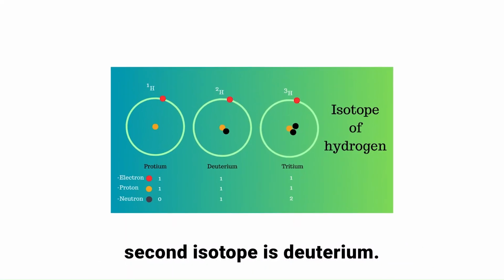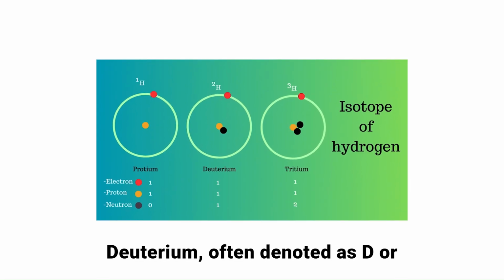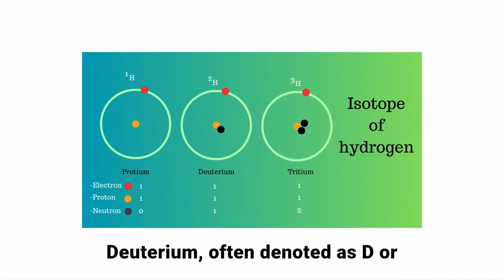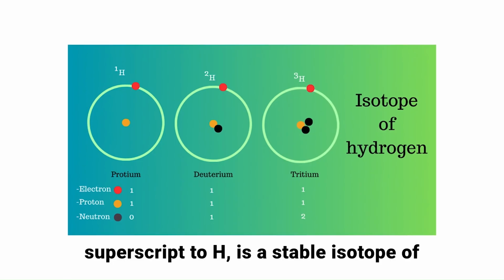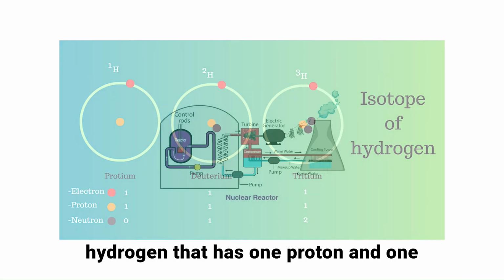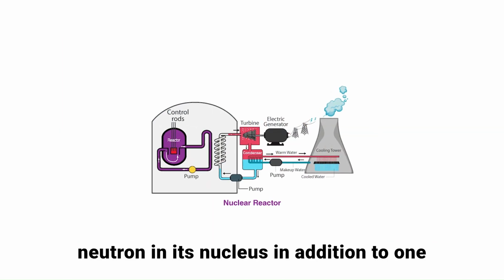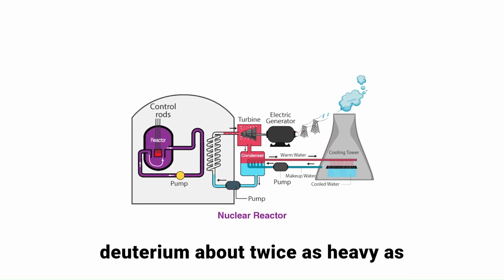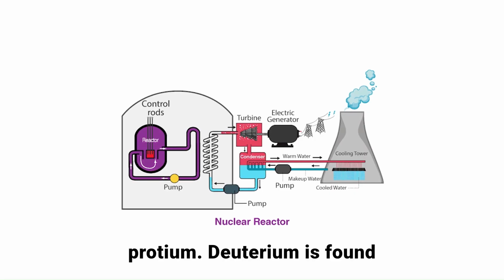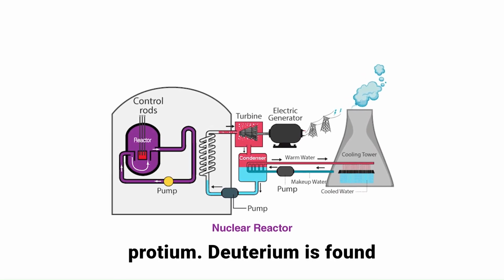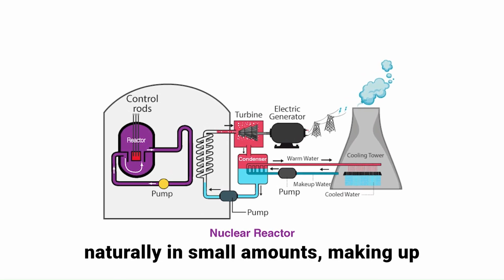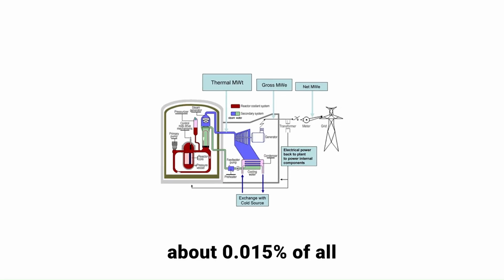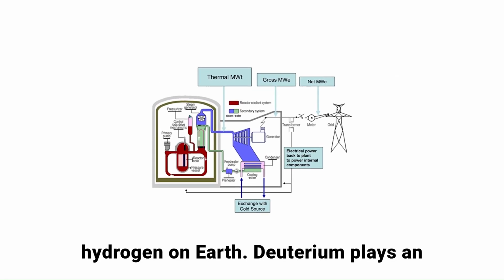The second isotope is deuterium. Deuterium, often denoted as D or superscript 2H, is a stable isotope of hydrogen that has one proton and one neutron in its nucleus, in addition to one electron. This extra neutron makes deuterium about twice as heavy as protium. Deuterium is found naturally in small amounts, making up about 0.015% of all hydrogen on Earth.